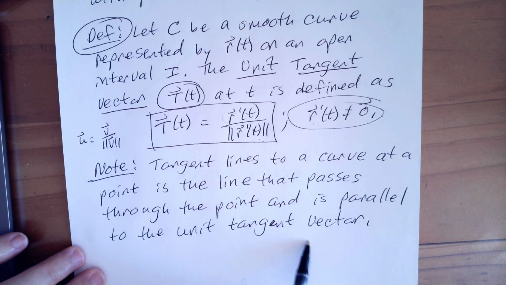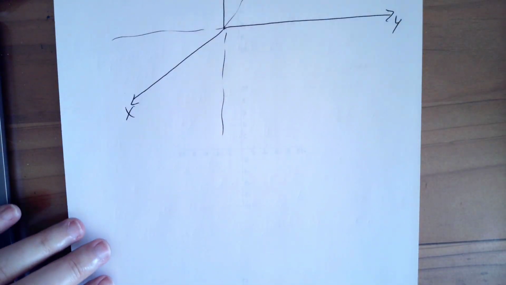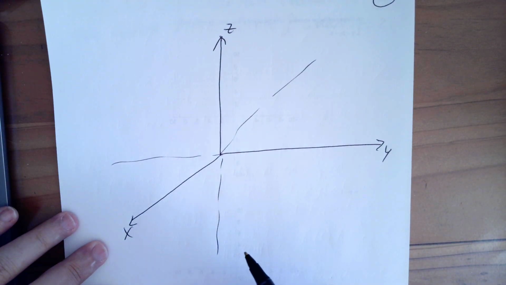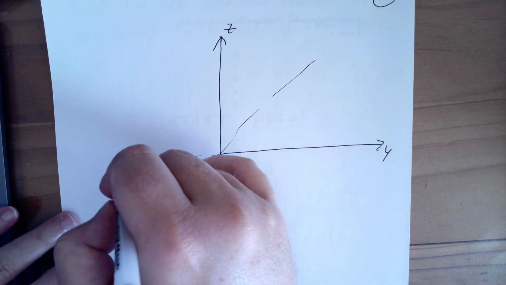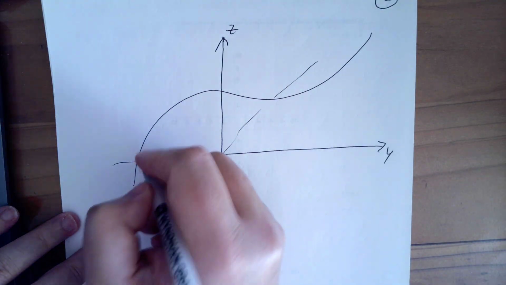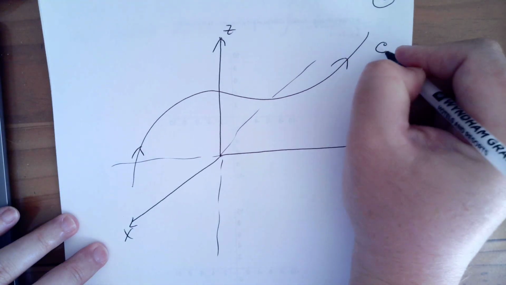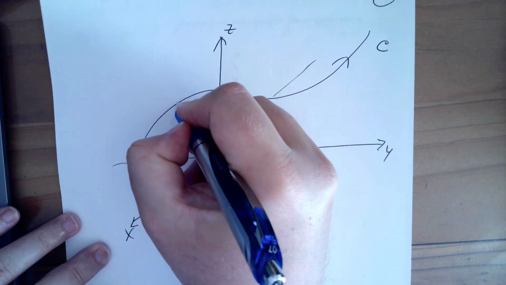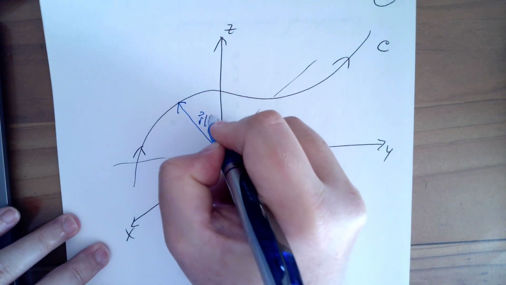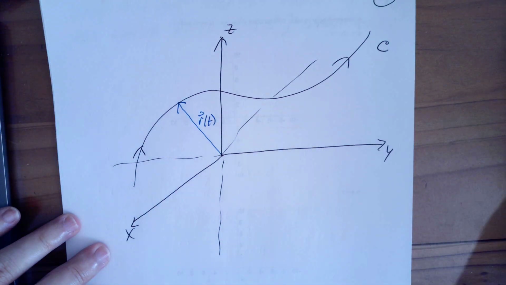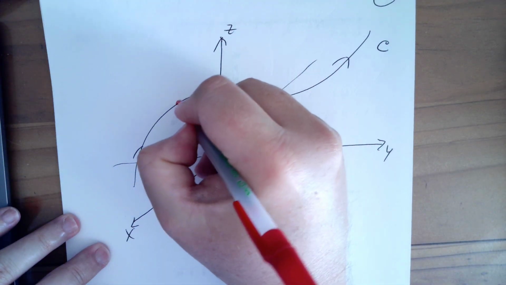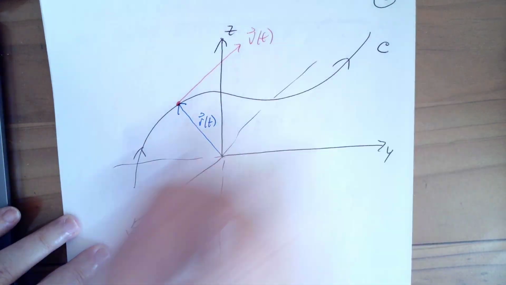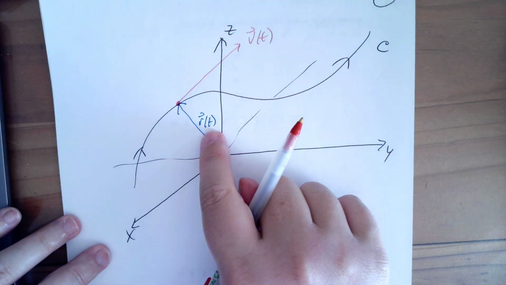Well, if you look at this through a picture, so I have a little three-dimensional coordinate system here. Let's look at some sort of a smooth curve C. So maybe it looks something like this. All right, and maybe it has this following orientation. Okay, a representative r of t could look something like this. A representative velocity vector could maybe look something like this. Remember, this is the derivative of r of t.